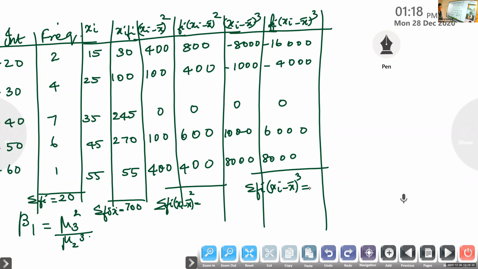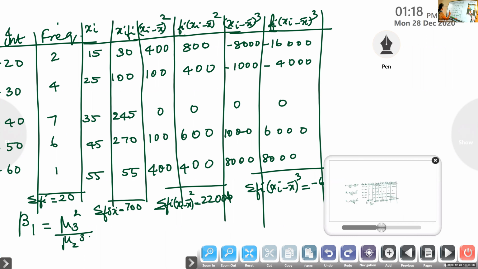What is fi into xi minus x bar the whole square? 2,200 at 0, 0, 2,200. Next is minus 6,000. Is it correct? Minus 6,000. Is it correct, Tomlin? Yes, ma'am. Then substitute in that formula.